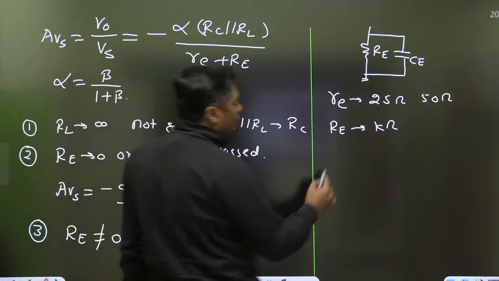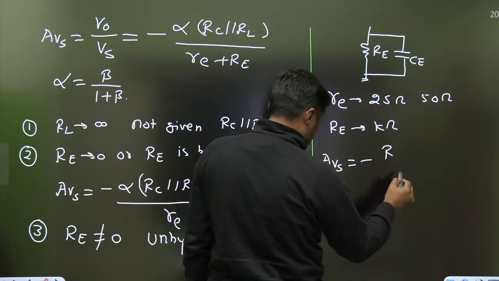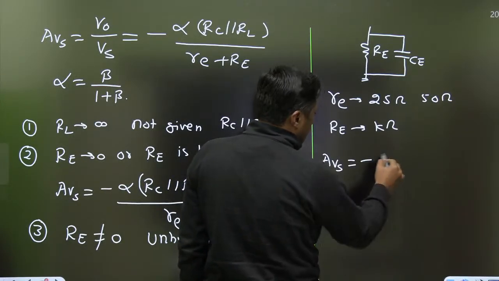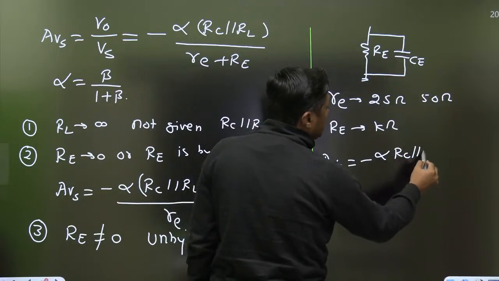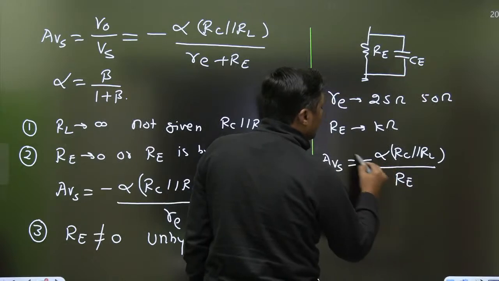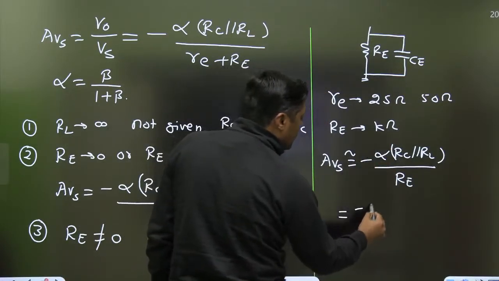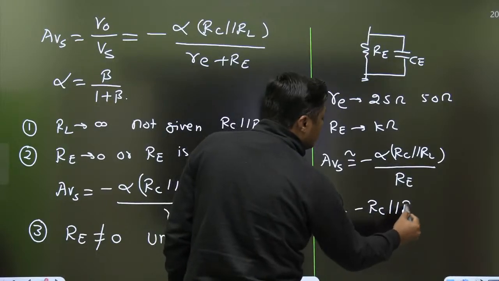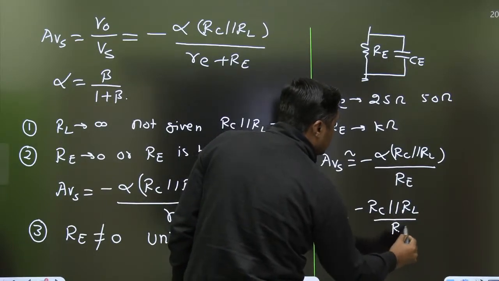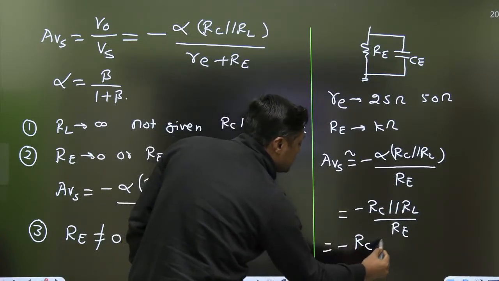Then what will be the formula for the voltage gain? Minus alpha RC parallel with RL upon capital RE. Or if beta is very large, alpha is 1, and it becomes minus RC parallel with RL upon capital RE. If RL is not given, then the answer becomes minus RC by RE.